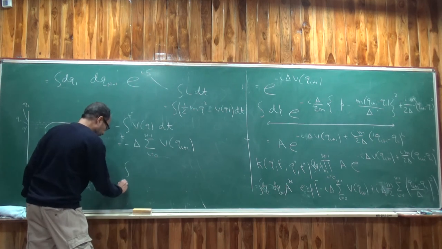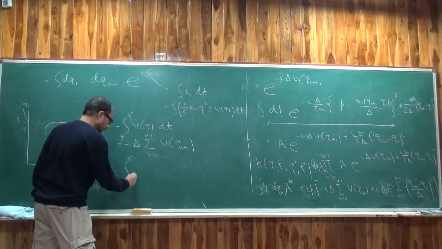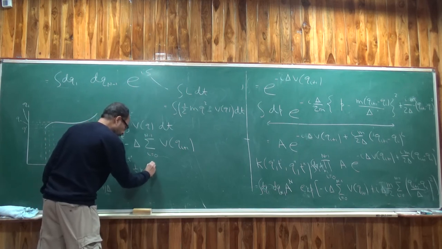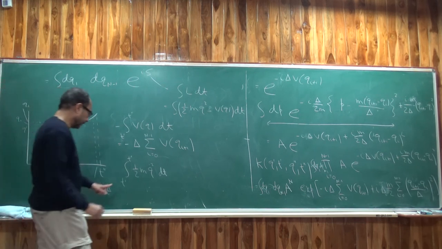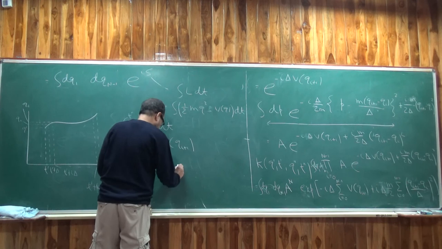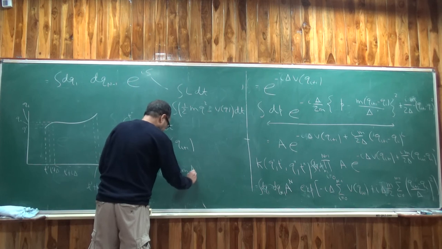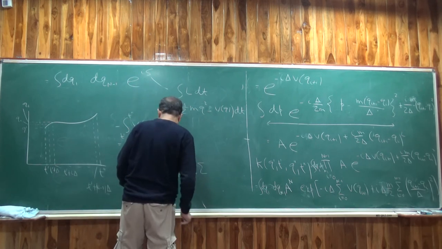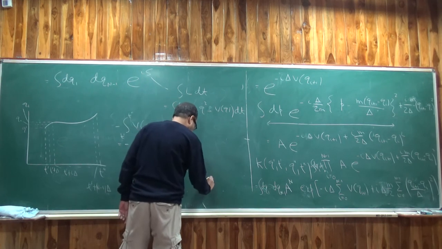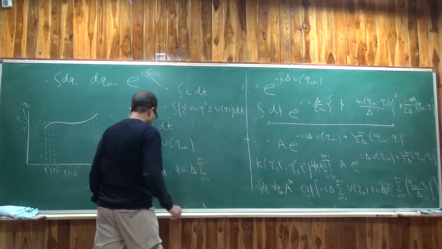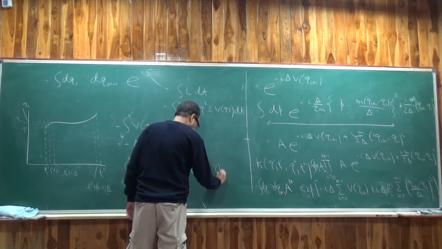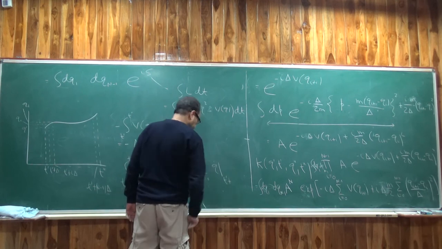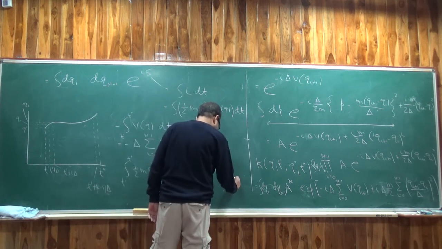Now, the integral from t prime to t double prime of half m q dot square dt. So now let's try to calculate this. Again, write it as a sum: delta, first half m, times the sum from i equal to 0 to n minus 1 of q dot at t prime plus i delta, squared.